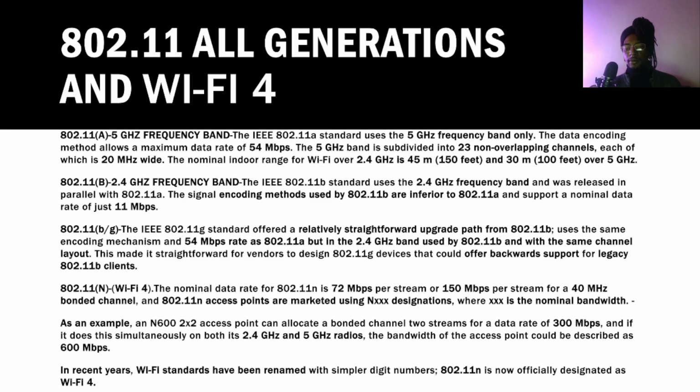As an example, an N600 2x2 access point can allocate a bonded channel to two streams for a data rate of 300 megabits per second, and if it does this simultaneously on both its 2.4 and 5 GHz radios, the bandwidth of the access point could be described as 600 megabits per second. In recent years, Wi-Fi standards have been renamed with simpler digit numbers. 802.11n is now officially designated as Wi-Fi 4.